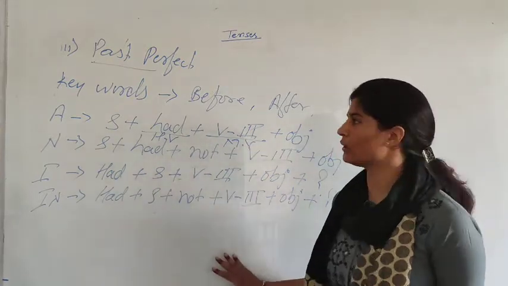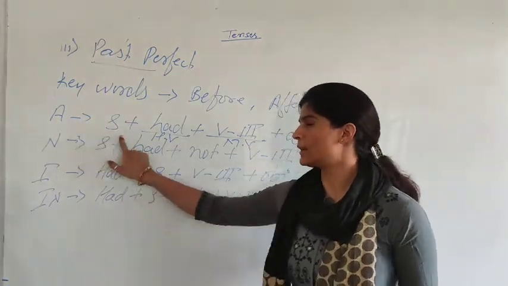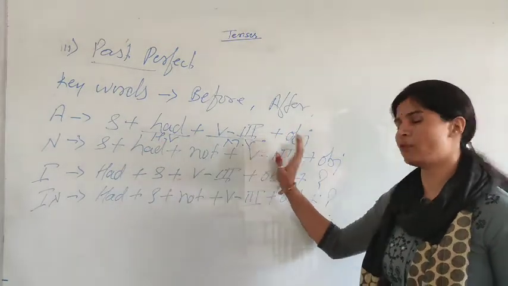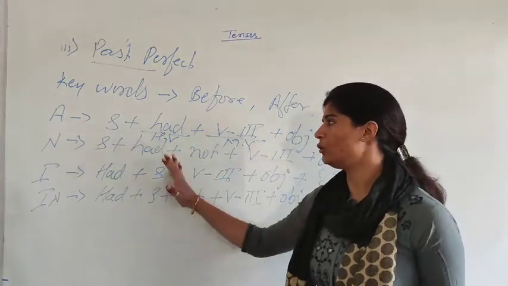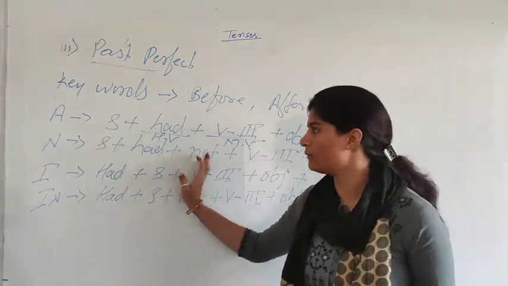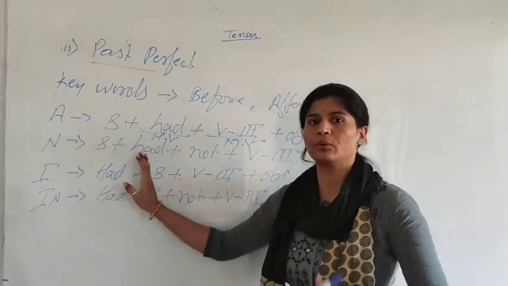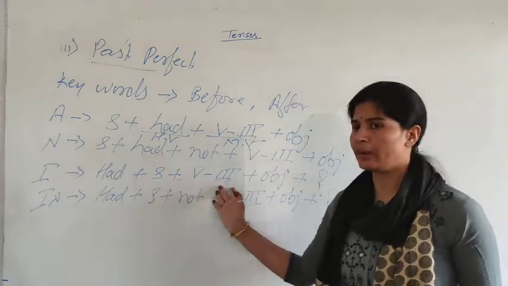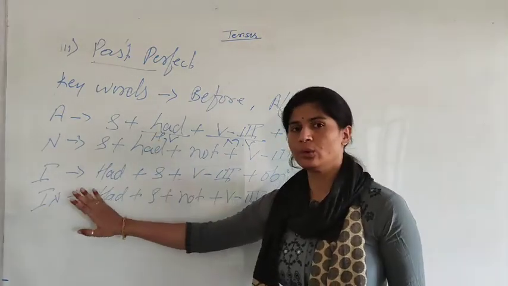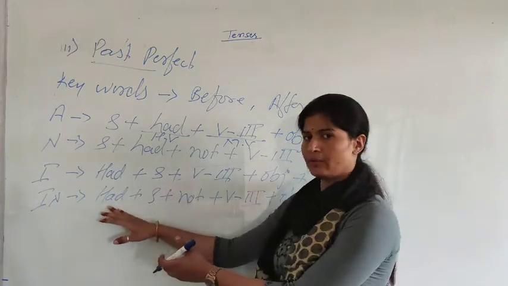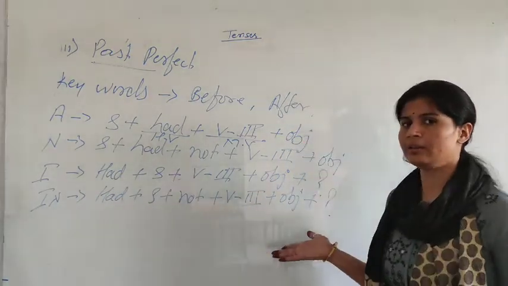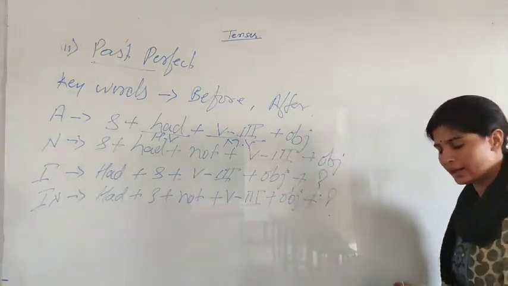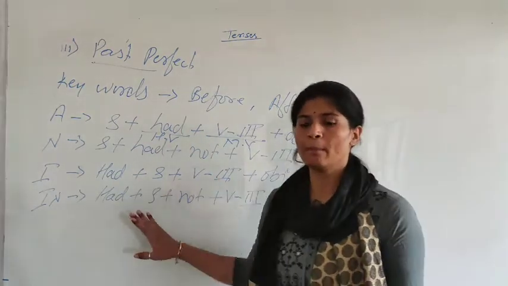Again see the structure of past perfect, that is subject plus had plus verb third form plus object. In the negative you have to put the not after the helping verb. In the interrogative first you have to put the helping verb before the subject and later on your main verb. Then interrogative negative, that is come first the helping verb, then the subject, then not and the verb and the object and question mark. So this is your past perfect.